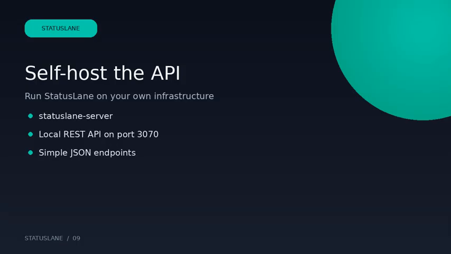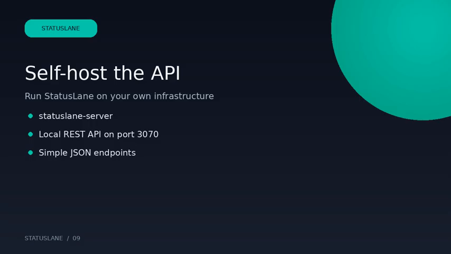Self-host the API. Run status lane on your own infrastructure. Status lane server. Then use status lane to make the result visible and repeatable.